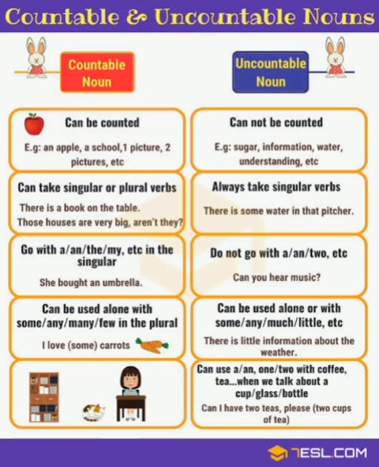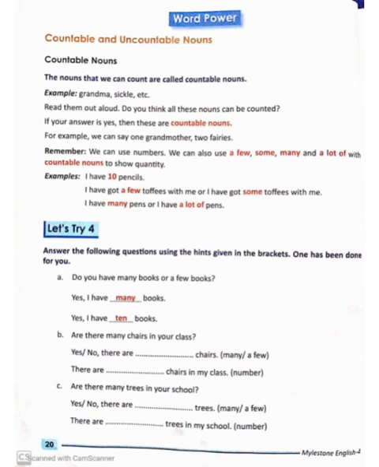So now the last point. With uncountable nouns we can use a, an, 1 or 2 with coffee, tea when we talk about a cup, glass or bottle. Can I have 2 teas please? 2 teas here means 2 cups of tea. I hope that the concept of countable and uncountable nouns is clear to you all.